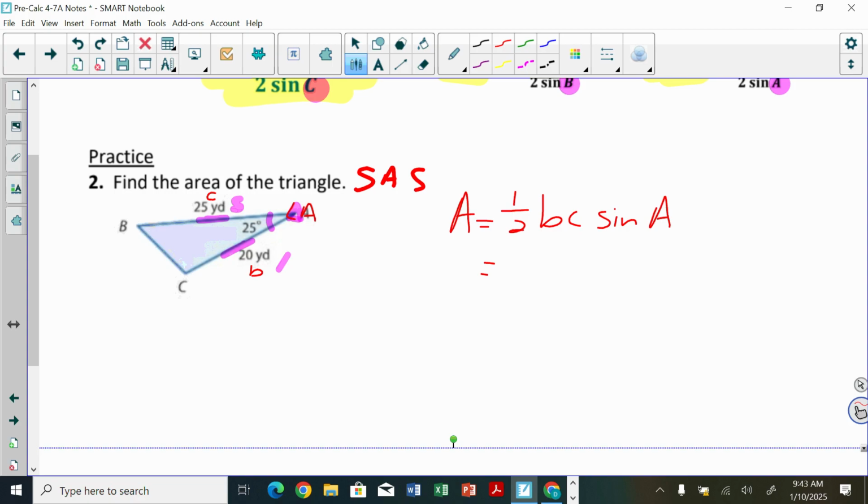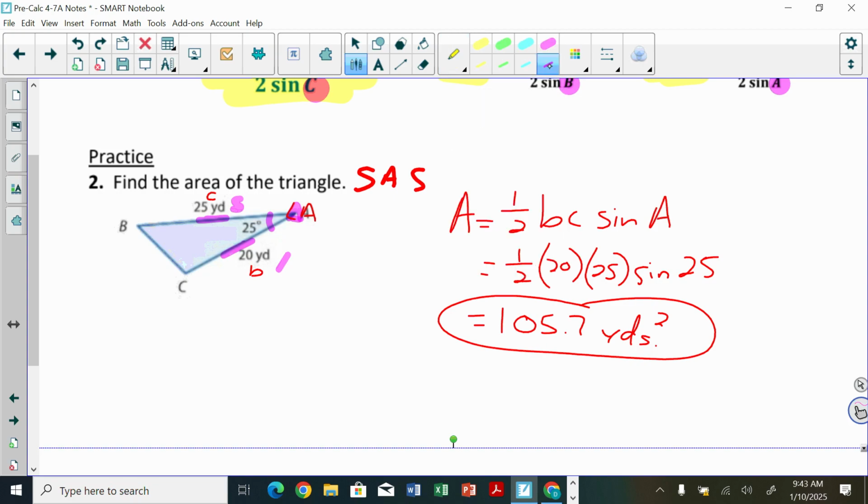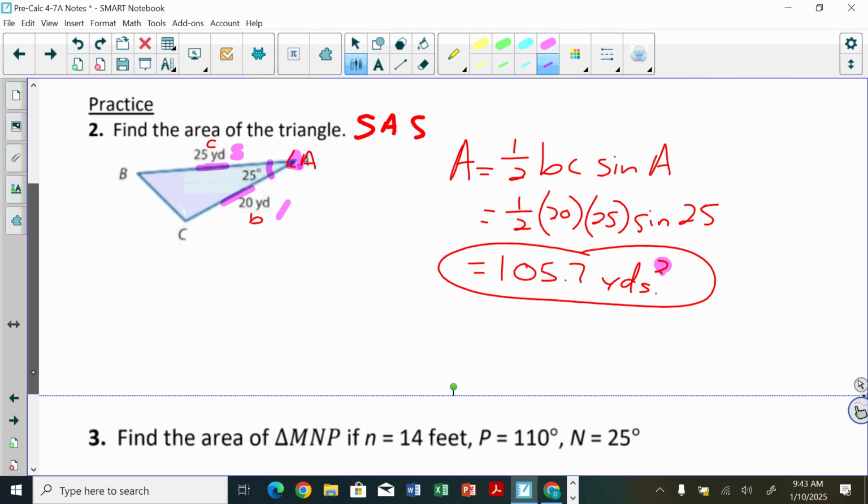So when we plug in the numbers, I've got 1/2. Side B is 20. Side C is 25. And then we've got the sine of angle A, which is the sine of 25. And I can calculate that all out, and you should get around 105.7 yards squared. Don't forget to square it, because remember, you're dealing with area.